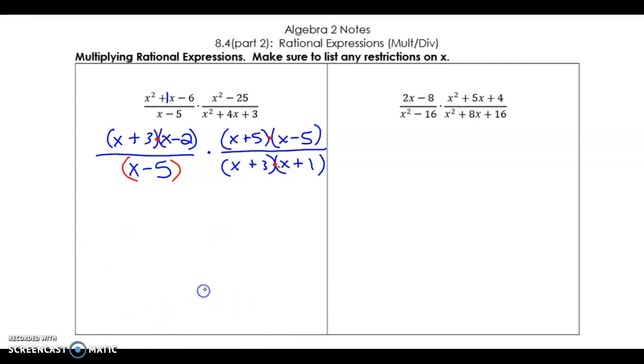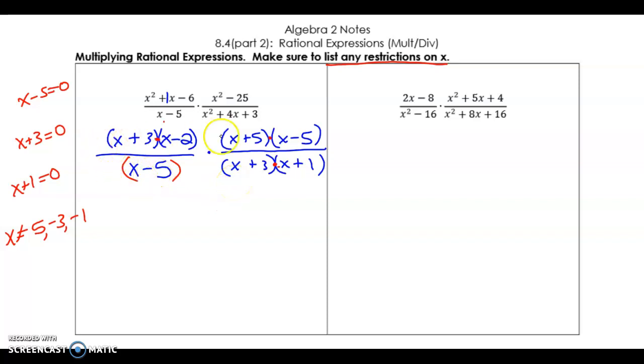Alright. Now real quick, I'm just going to address the restrictions on x, and if you want to do that on your assignment, you can. Otherwise, you don't have to. The restrictions on x would be any number that will make the denominator 0. So if I have x minus 5, we would set that equal to 0. We've got x plus 3 equal to 0 and x plus 1. So our restrictions for this one, x cannot equal 5, negative 3, or negative 1. But again, I'm not going to focus on that. I just want you to focus on simplifying.